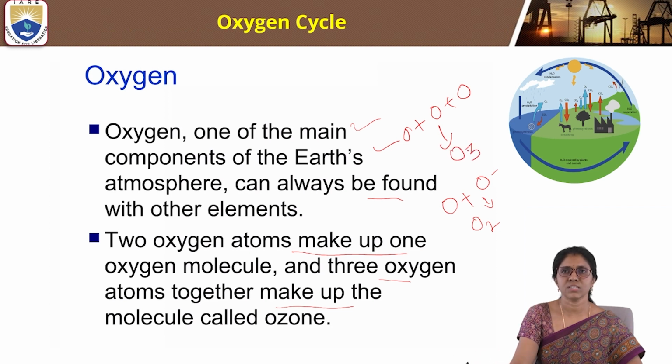The ozone molecule has the formula O3. Oxygen is O2. If two oxygen atoms are together, they form oxygen. If three oxygen atoms are together, they make up the ozone molecule. Oxygen is one of the main components of Earth, and it can always be found with other elements. For example, in carbon dioxide, oxygen is combined with carbon.